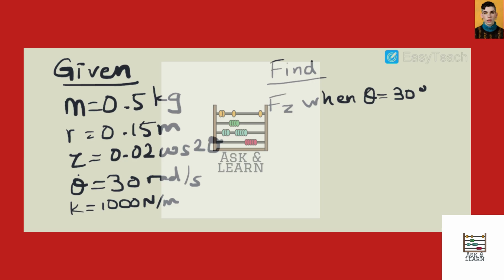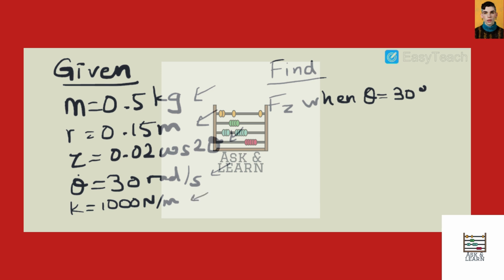Hi everyone, so what we have here is a spring-held follower that has a mass of 0.5 kilograms, and it moves back and forth on a contoured surface that has an R equal to 0.5 meters, and the contour is given by Z equal to 0.02 cosine of 2 theta. We know that the cam is rotating at a constant rate of 30 radians per second, and that the spring has a spring constant of 1,000 newtons per meter.